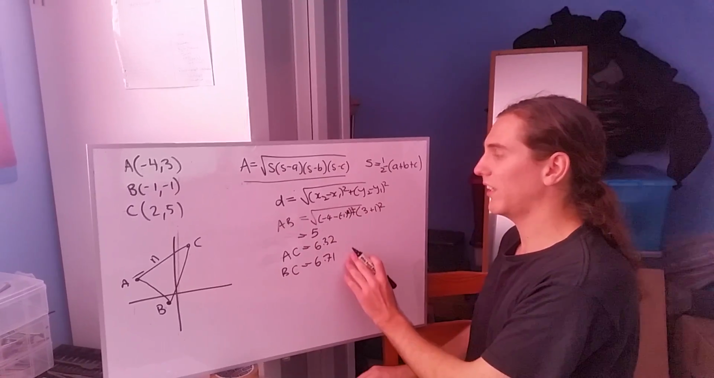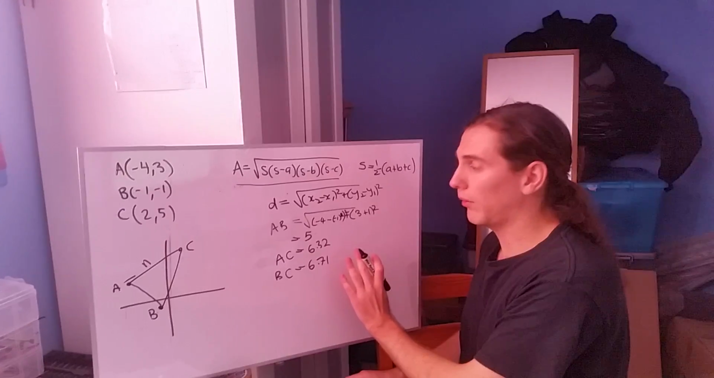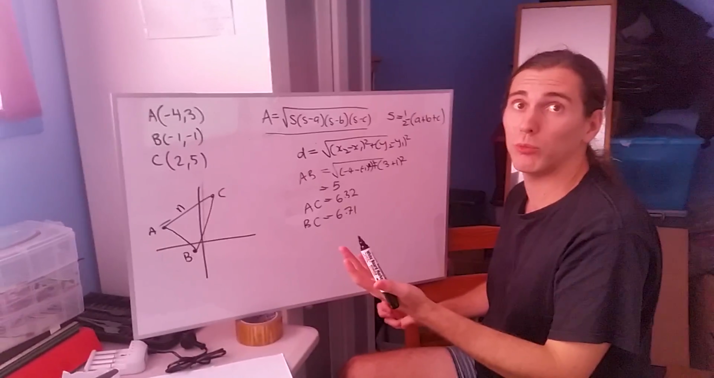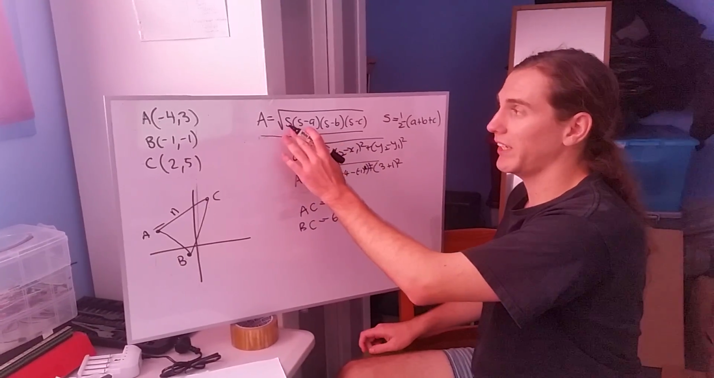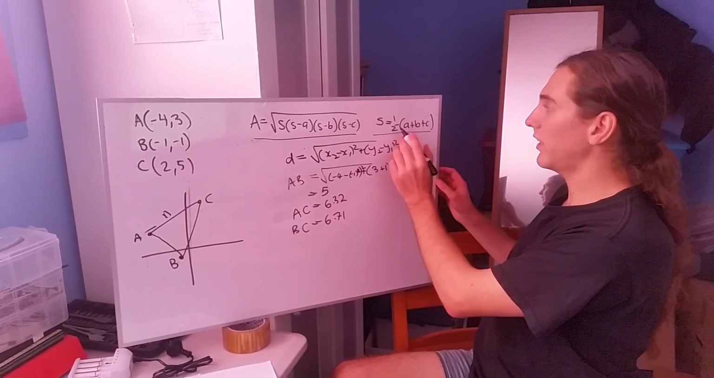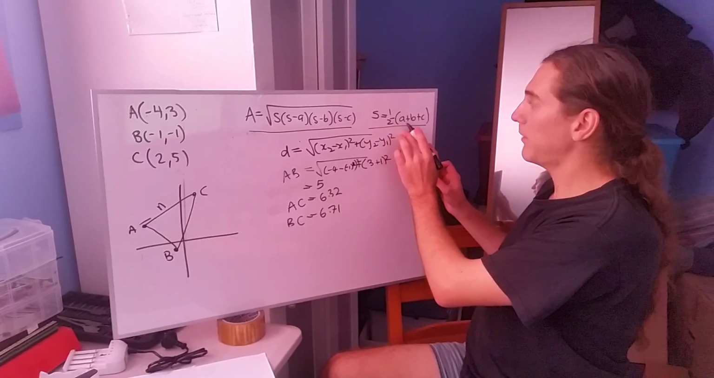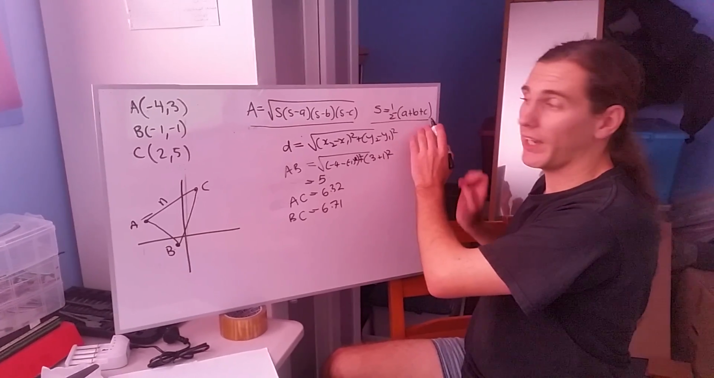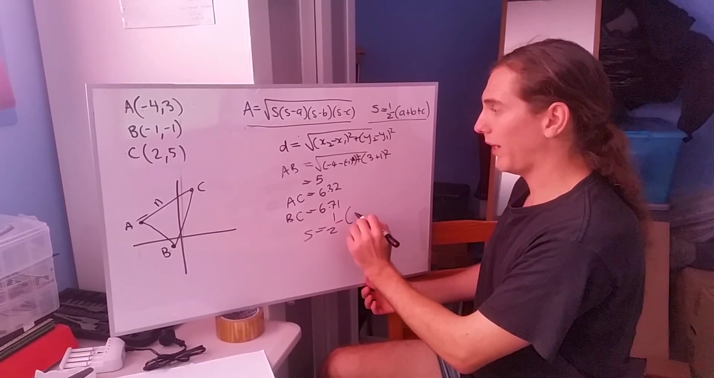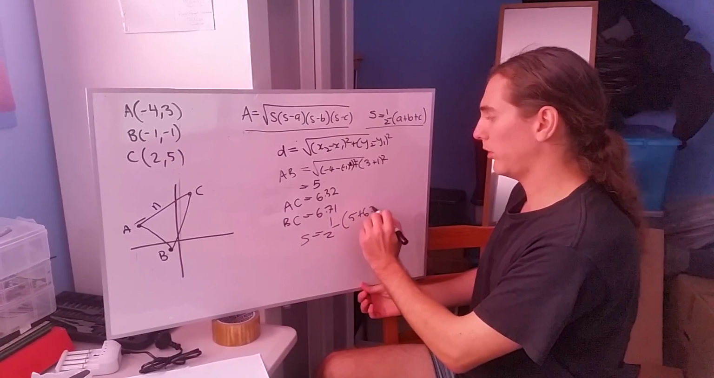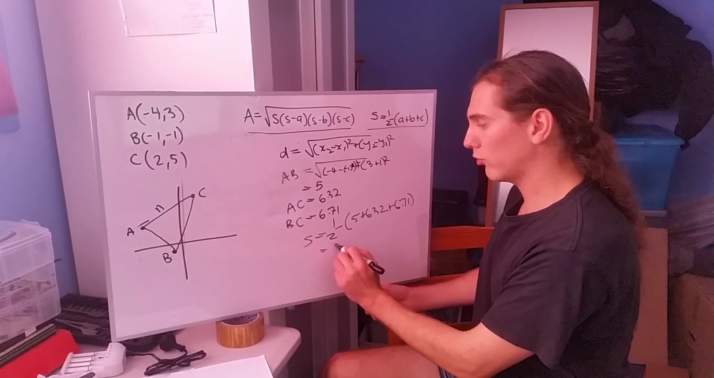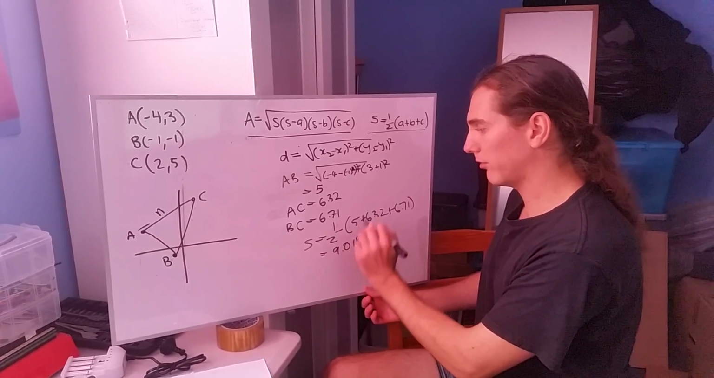Once you've calculated these three distances, you need to go back to the equation that you're trying to solve and look at what other variables you need. The other variable you need is s, which is a constant derived through this equation: s equals half into a plus b plus c. Solving that, s equals half into a, which is 5, plus 6.32 plus 6.71, which ends up coming out to 9.015.